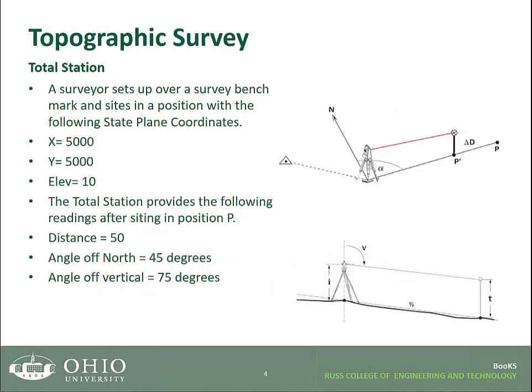A total station is set up on a known location with coordinates X and Y measured in feet on the State Plane projection. The location has a known elevation of 10 feet mean sea level. The surveyor sights in a prism rod on location P and finds that the distance is 50 feet. All angles must be made in reference to a known line, such as north, and in this case, the angle is 45 degrees off of north. And the angle off of vertical is 75 degrees.